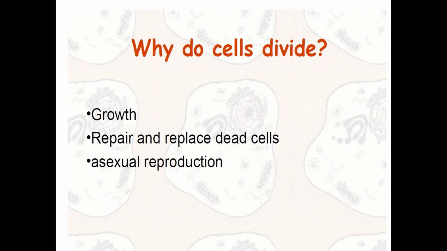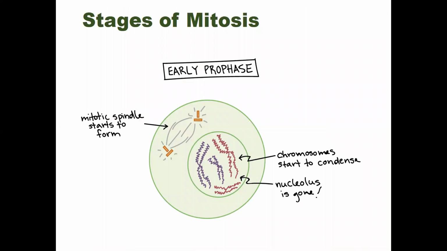Now you can ask me, sir, why do cells divide? Okay, cells divide because of growth, because of repair and to replace dead cells, and cell division is also for asexual reproduction, especially in plants or unicellular organisms. These things are also related to cell division, and indirectly sexual reproduction is also related to cell division. Now today we are going to talk about the process of mitosis.